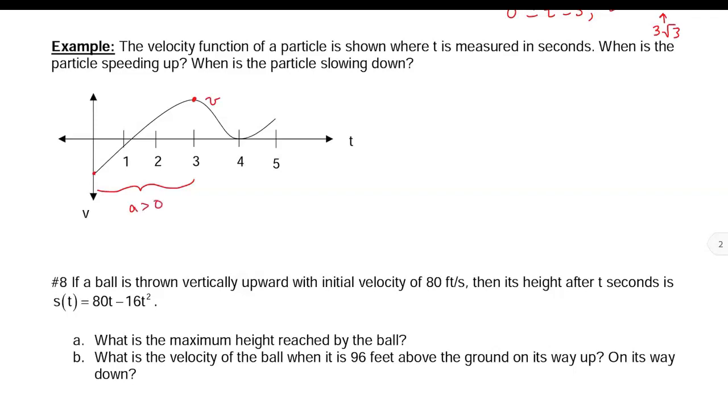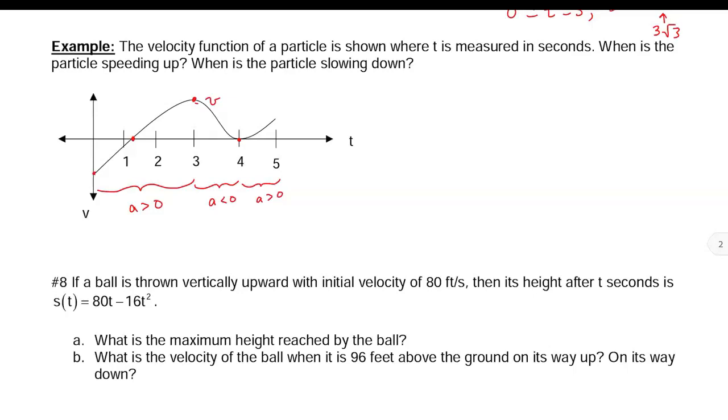And then from 3 to 4, A would be negative because the slope of the tangent lines to the curve would be negative. And then we have A is positive from 4 to 5. From about here, this is about 1 1/4, I would say.